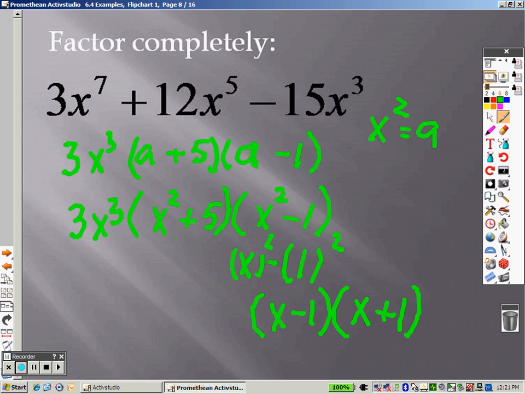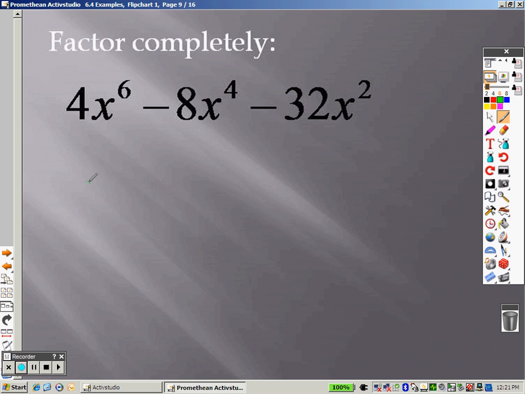I also have this out in front, so I put that in. I have my x squared plus 5 out there, and I still have this 3x cubed. And I can't take this item down any farther right in here because it's positive, so there's no formulas to factor. So finally, after all of that, now that's factored.